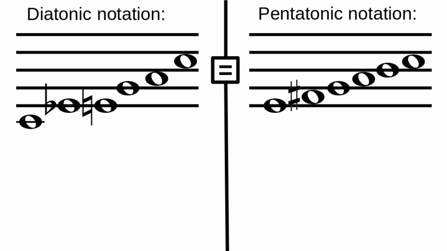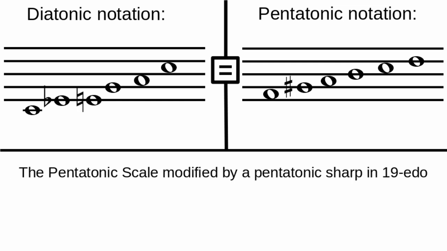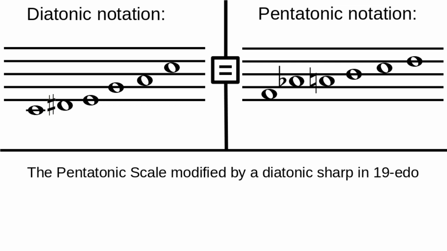For example, here's an unmodified pentatonic scale in 19 equal divisions of the octave. Here is our modified version of the scale with an E flat in 19 Edo. And here's the modified version with the D sharp in 19 Edo.